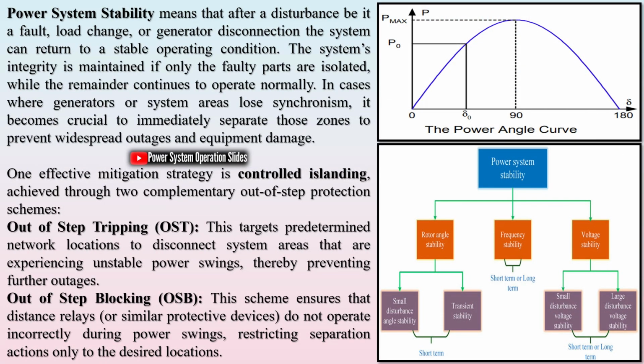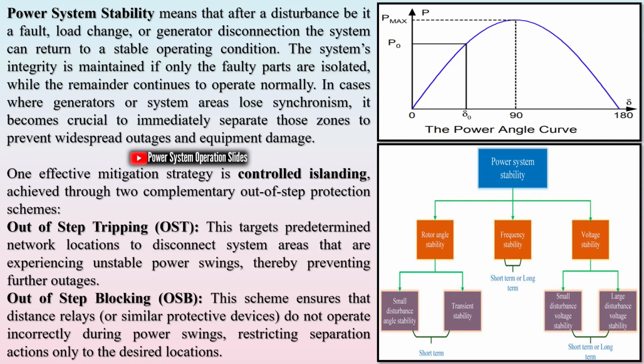But if delta F exceeds delta L, the decelerating energy is insufficient to counter the ongoing mechanical input, and the rotor continues to accelerate uncontrollably. This results in a loss of synchronism, meaning one part of the system rotates at a different speed than the other, leading to transient instability.